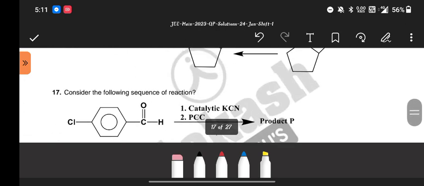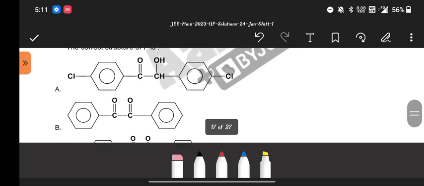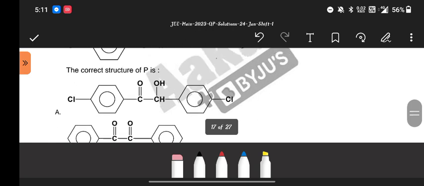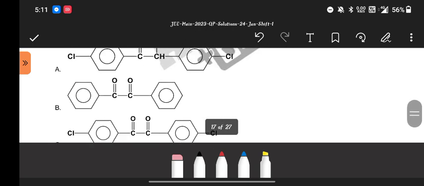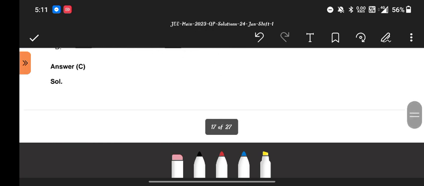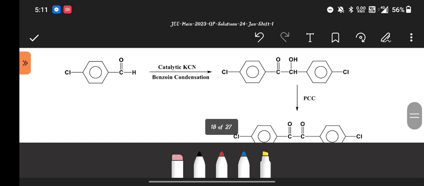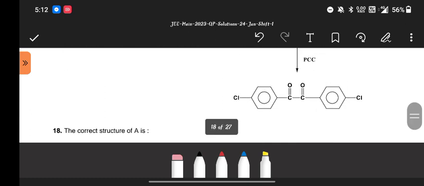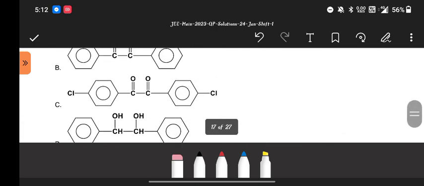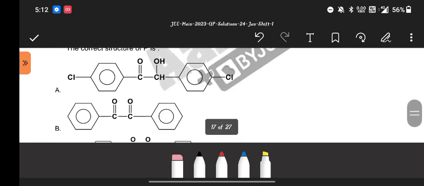Next, the 17th question they have asked is: consider the following sequence of reactions, product P. What is the correct structure of P? You have to find it like this. Now see here, it will be like this. Then it will become Cl, benzene, O double bond C, single bond CH, OH, Cl. So finally Cl, benzene, O double bond C, C double bond O, single bond benzene, single bond Cl. So therefore the correct answer will be option C for this question.